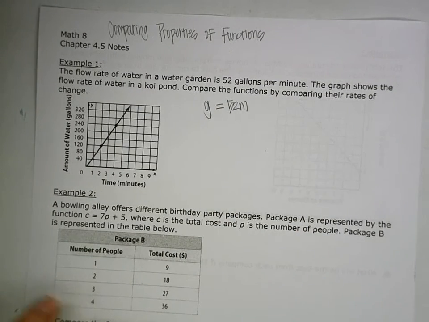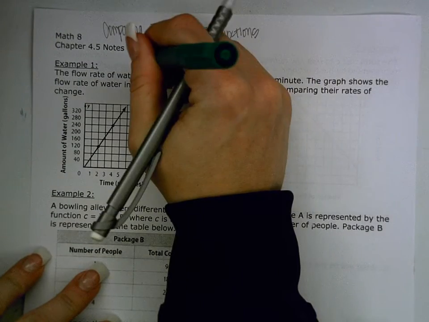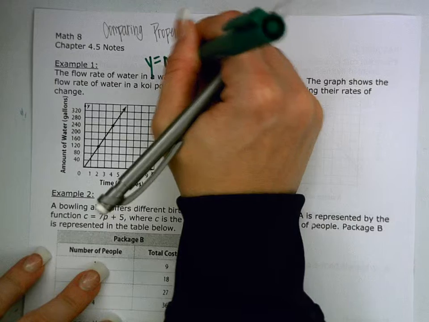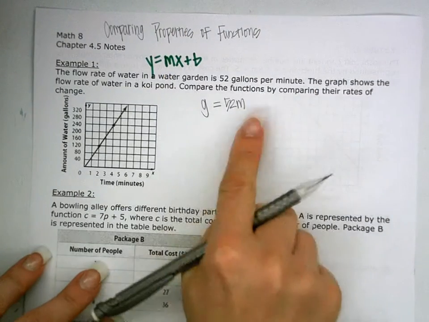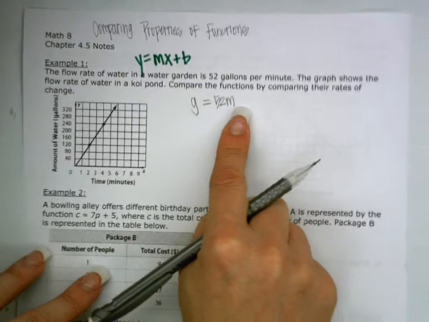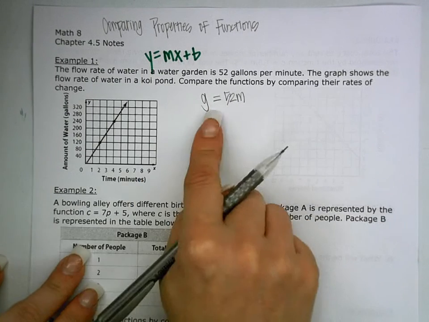Now, if I want to compare that to this one, remember, we're always trying to write an equation in what form? Slope-intercept form. So y equals mx plus b. Is that in y equals mx plus b form? No. It is actually, but here the y is the gallons.